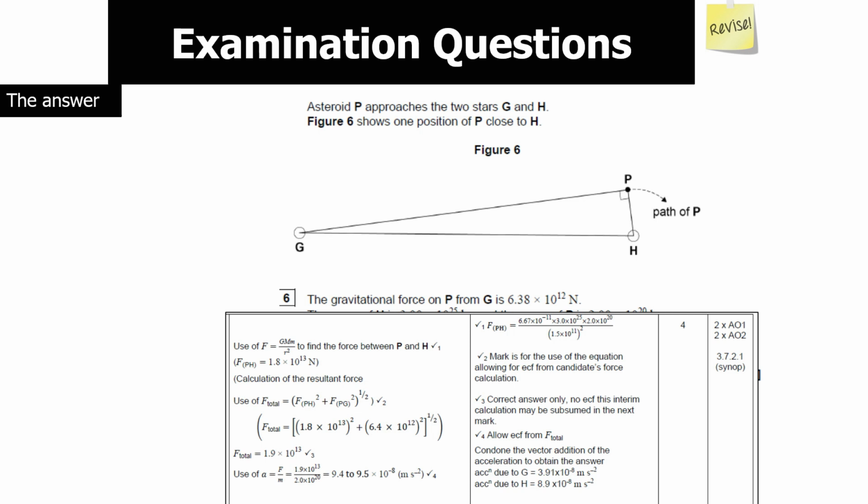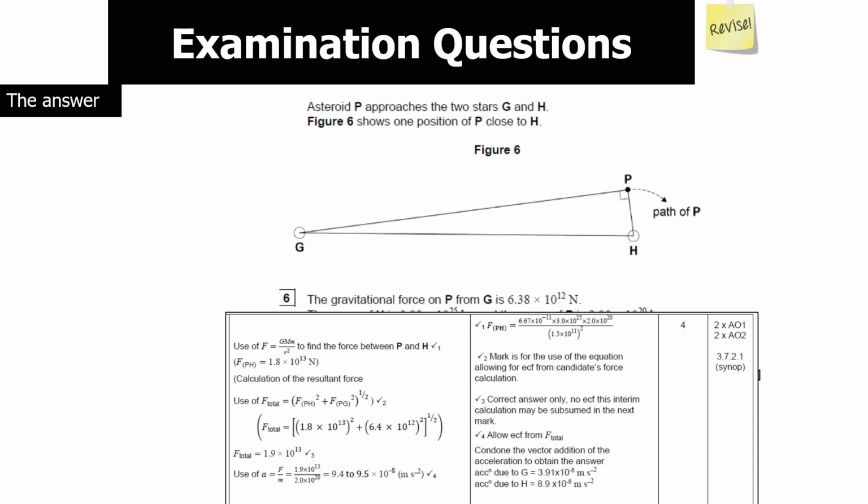So you can work it through. So you can work it out by saying F equals GMm over r squared. Remember, big M is the mass of the larger object, small m is the mass of the smaller object, r is the separation between the two centres of mass. So you can work it out to be 1.8 times 10 to the 13 newtons.